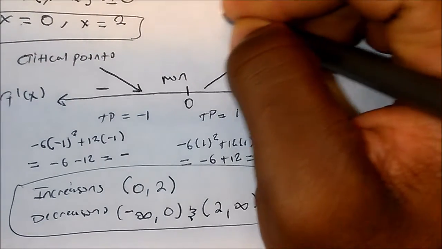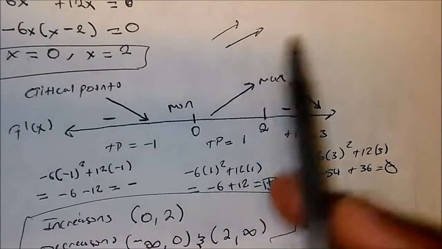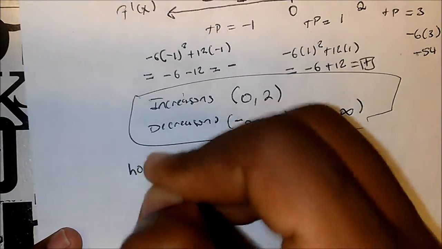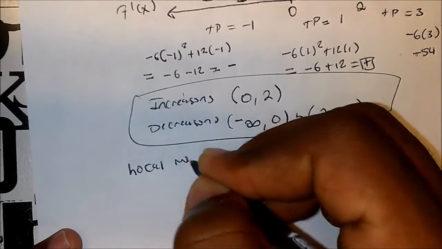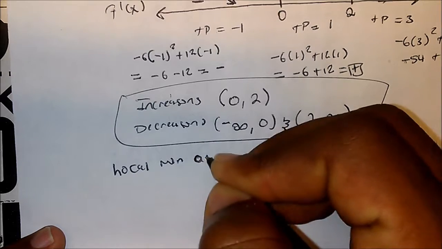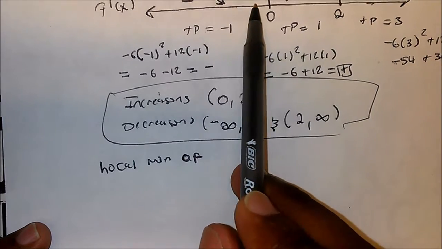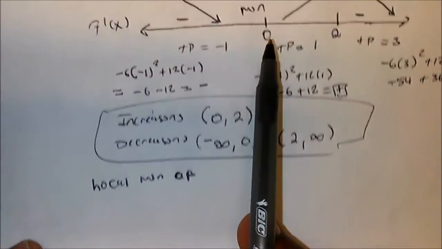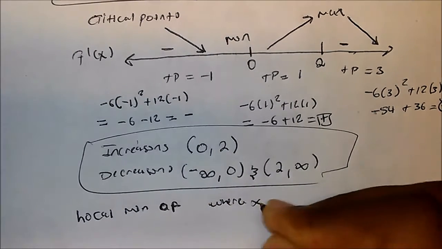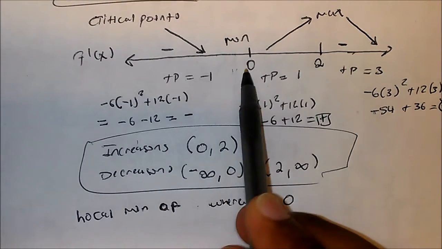Just for argument's sake, if we have something like this, then we would have no local extreme at all. But because we have a min or a max here, here's what we write. We have a local min of, I'm sorry about that, wording is very, very important. So we have a local min of some value where x is equal to 0. We don't know what the local min yet is.